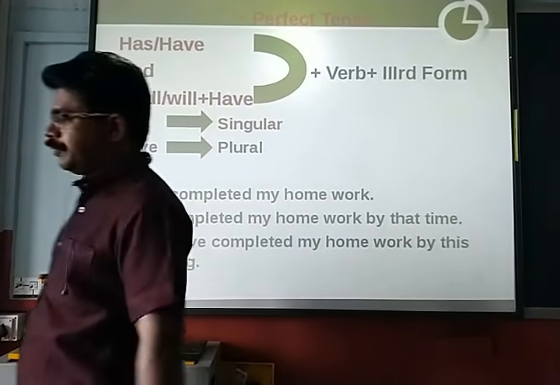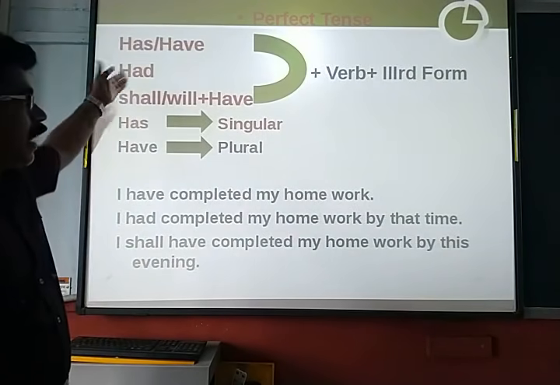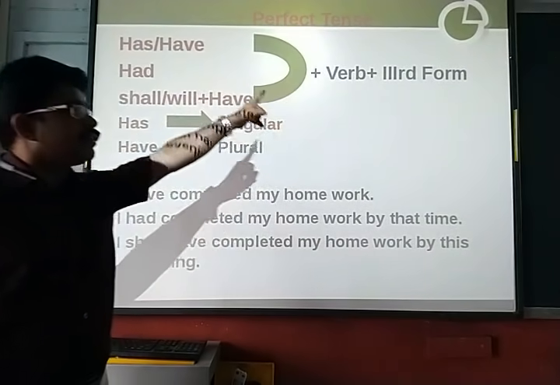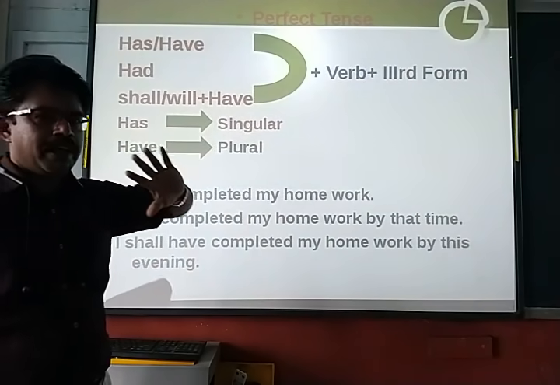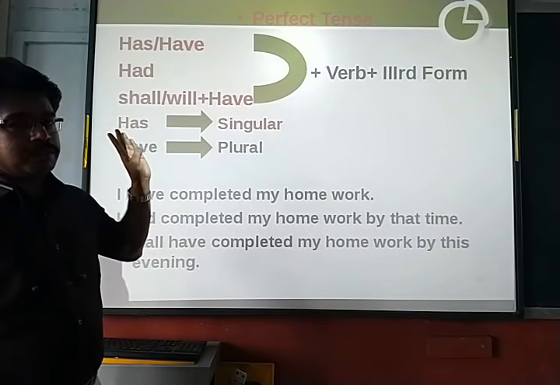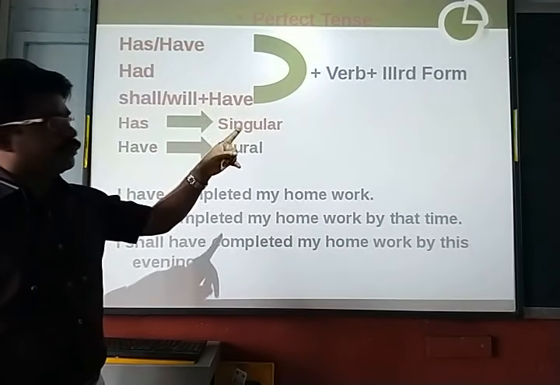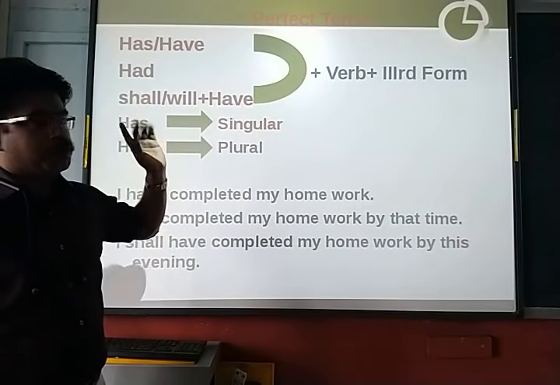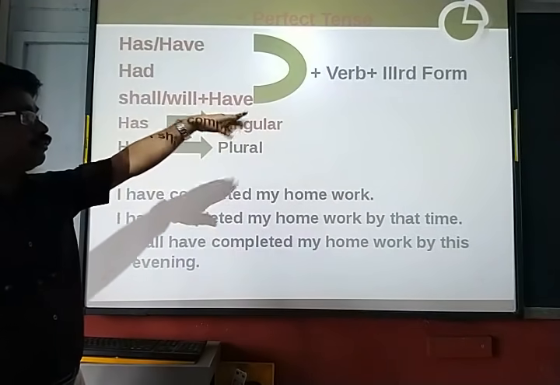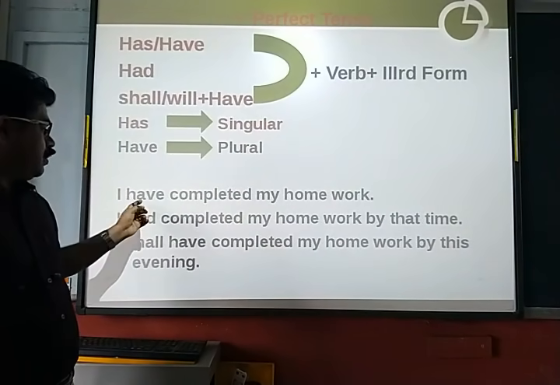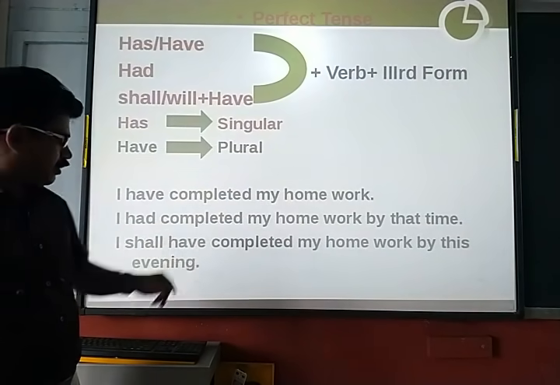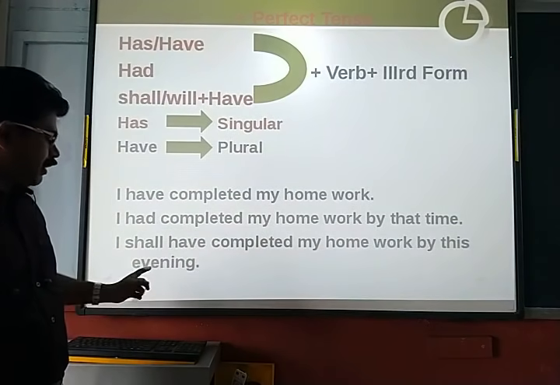Then let's see, here had is given there, or let's say has plus verb plus third form of verb. Third form, generally I don't use this word as third form. What is it supposed to be? Present tense, past tense and past participle. So that should be the form to be used there. Had, same way we have got had plus verb plus third form. Here we have given examples. I have completed my homework. Have completed. Had completed. I shall have completed my homework by this evening.